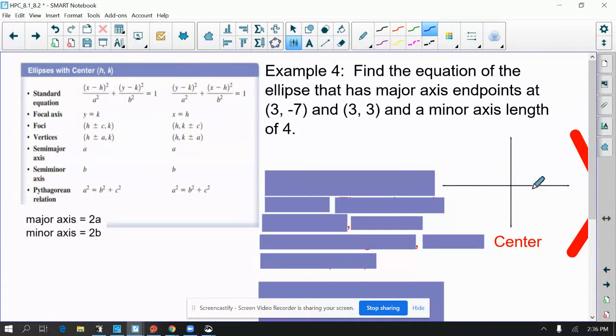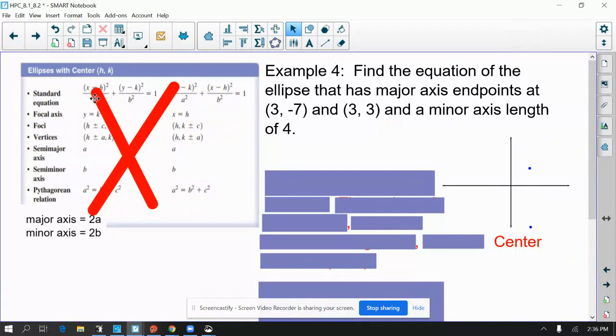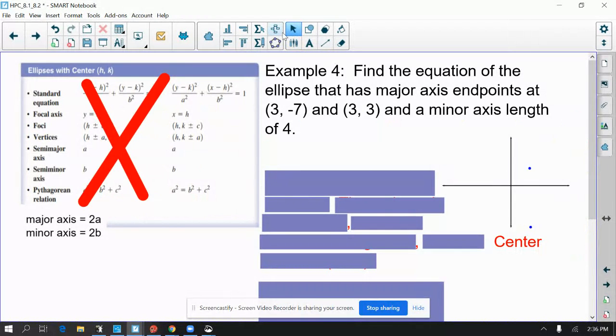Those are the major axis endpoints, so these are the vertices. That's a vertical difference, so I'm talking about a vertical one here, and I'm ignoring the horizontal. My A value is always the bigger one. That's going to go underneath the Y part. And the minor axis has a length of 4.